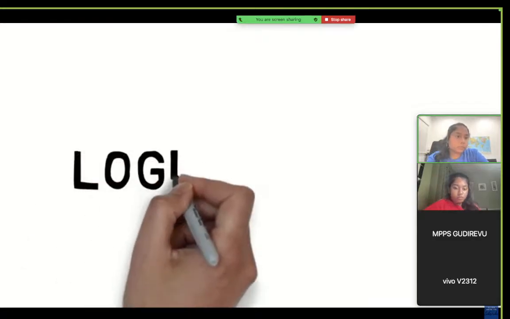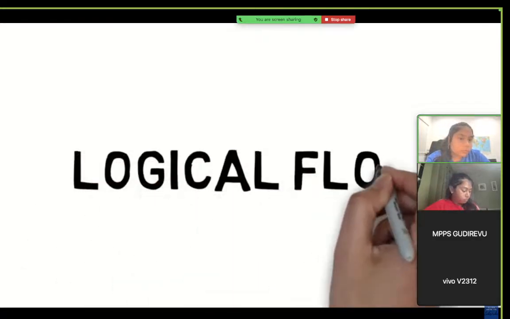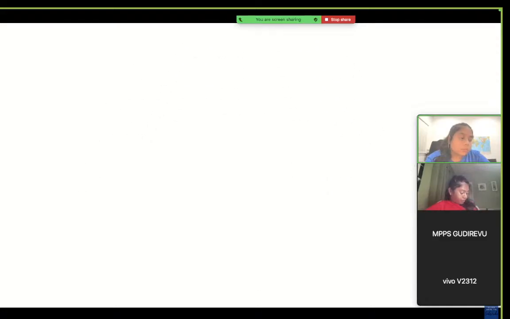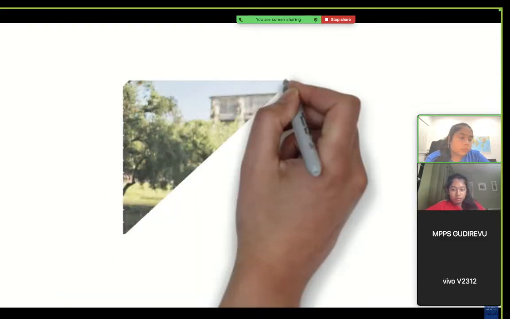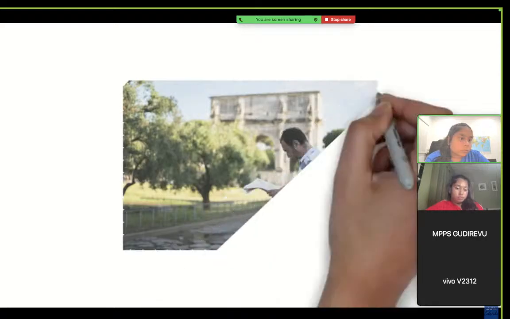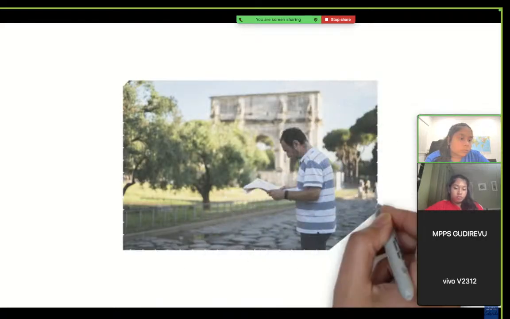Using sequence adverbs is important because they create a logical flow that a listener or reader can follow. Without these words, it is easy for a listener or reader to get lost.